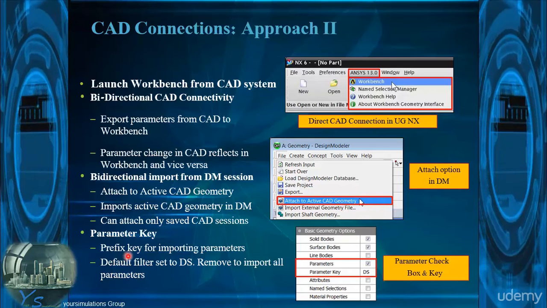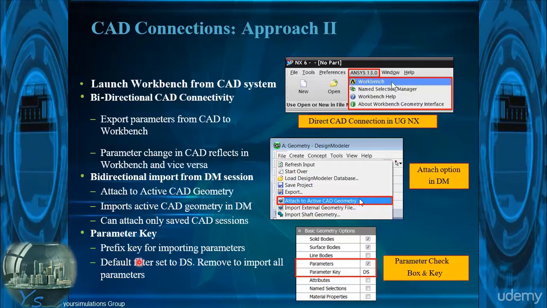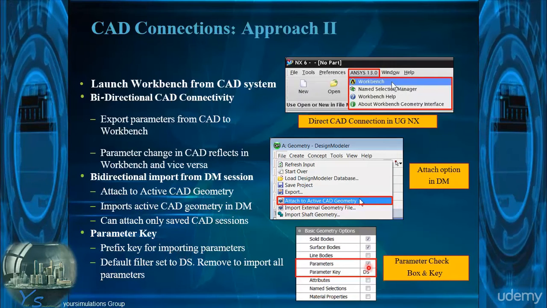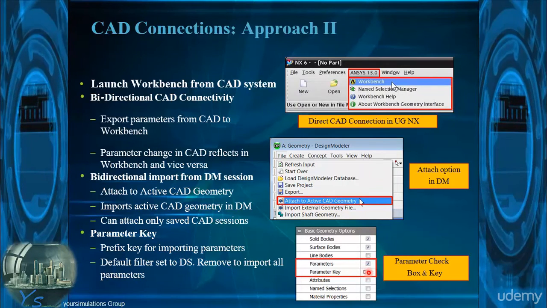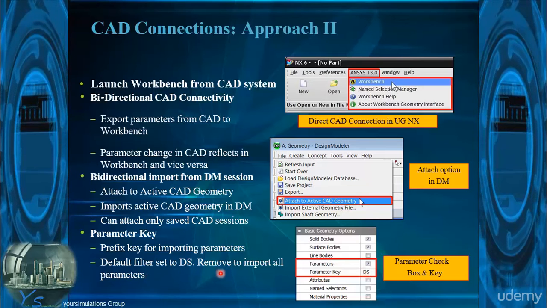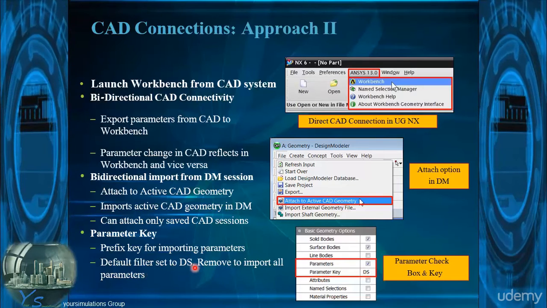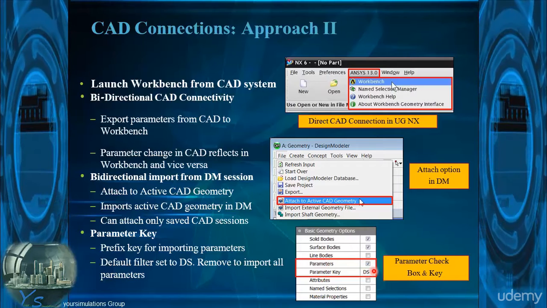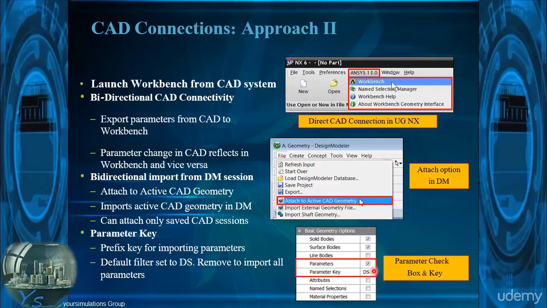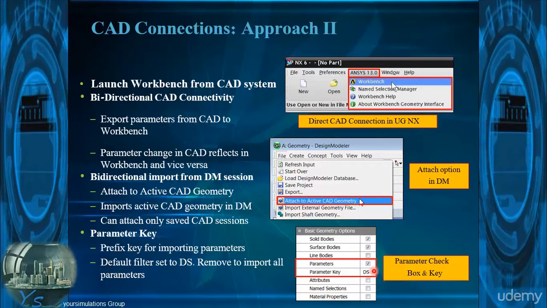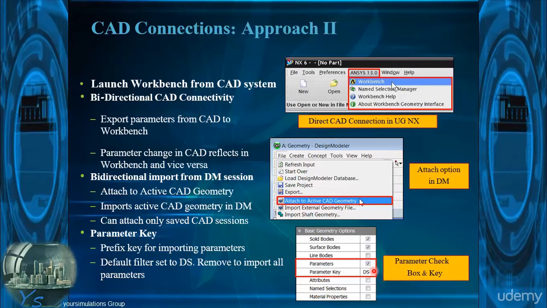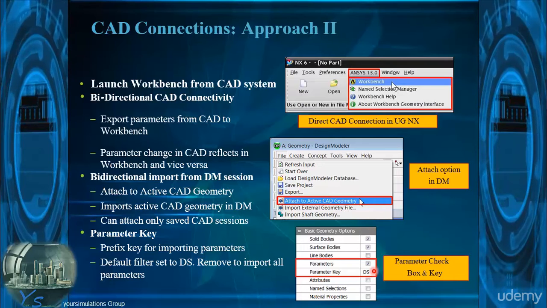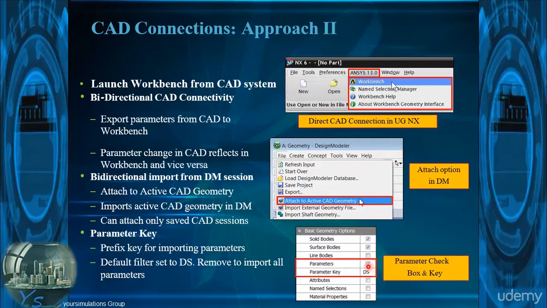And it's also important to note about the parameter key as well as a prefix. There's a prefix for importing the parameters where we can specify here the parameter key. The default is DS, but we can edit that to anything we want, so that we can choose, as a filter, as mentioned previously, which parameters are going to be transferred and maintained between design modeler and the CAD system by selecting these geometry preferences.